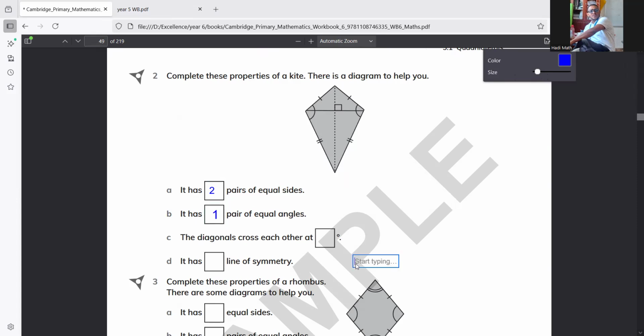We say the diagonals cross at 90 degrees. Also, we need to understand that the diagonals do not bisect each other. Why do we say so? Because as you see here, the vertical diagonal bisects the horizontal one, but the horizontal one does not bisect the vertical. It has only one line of symmetry.